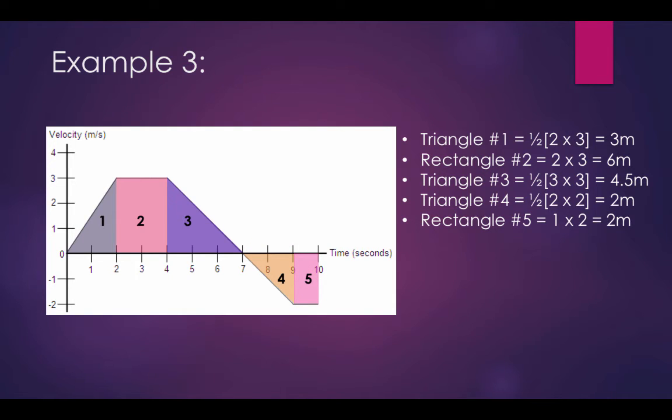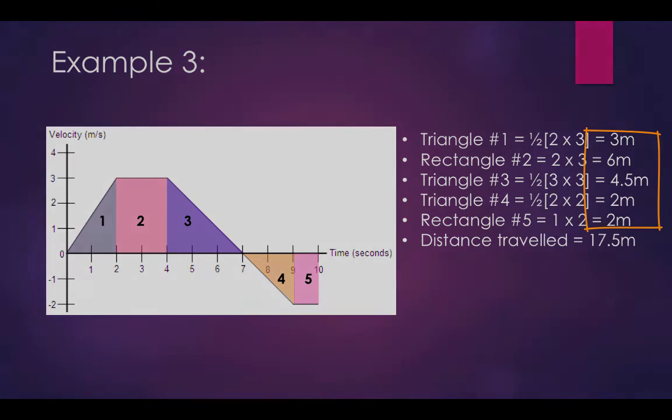Rectangle number 5, base times height. The base is 1. 10 minus 9 is 1. And it's 2 units down. So the height is 2. 2 times 1 is 2 meters. Now when we add these all up, the distance traveled is 17.5 meters.